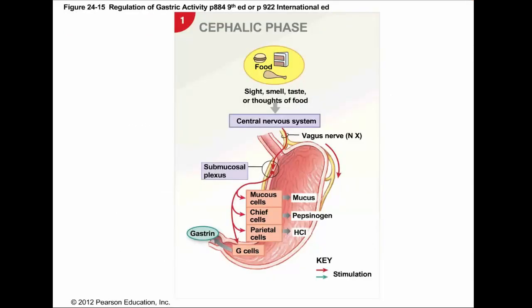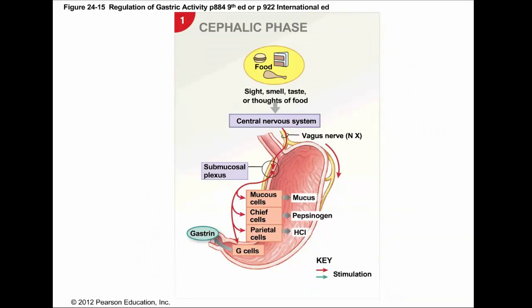So the cephalic phase, which is to do with the brain, is when we have the sight, the smell, and the taste, or the thought of food. You know, if you think about your favorite food, you can get your mouth watering, which means that the salivary glands start secreting saliva in readiness for that food to enter the mouth.